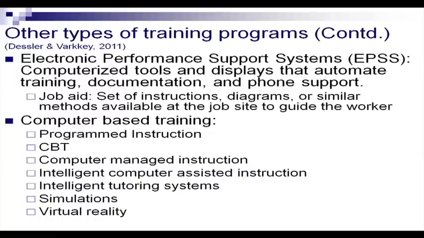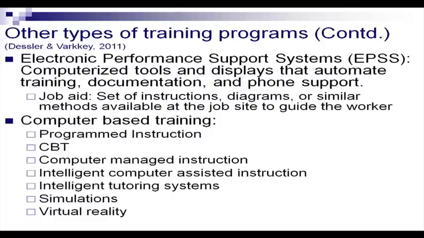Other types of training programs would be the electronic performance support system, which is computerized tools and displays that automate training, documentation and phone support. So that is another type of training program. This is a complex mix of computer, hard documents and reading material, and there is somebody on the phone to answer your questions.